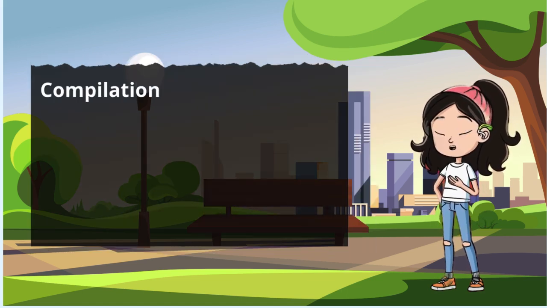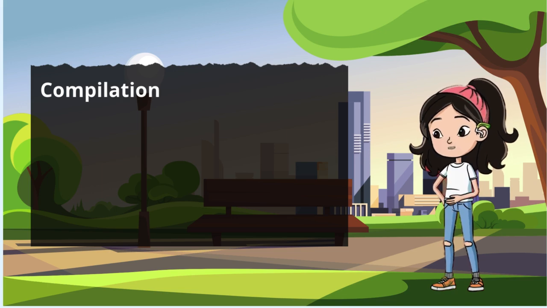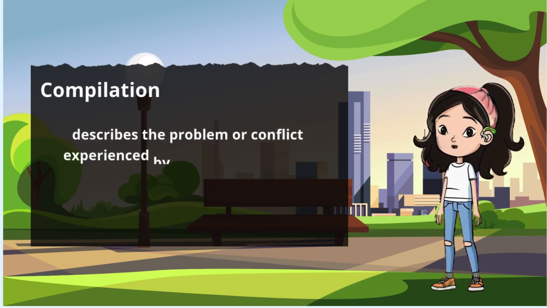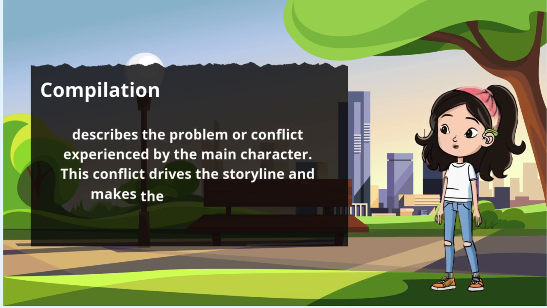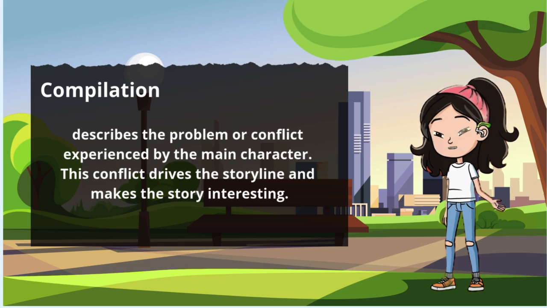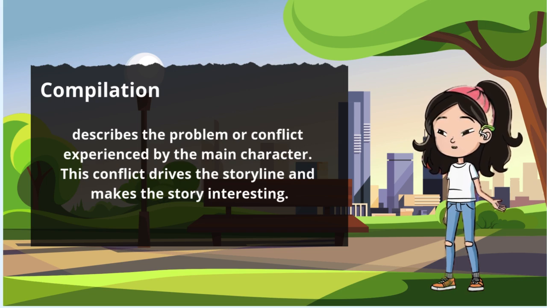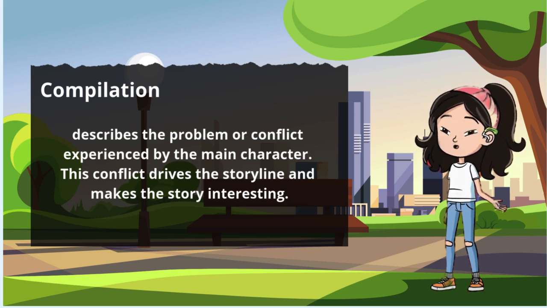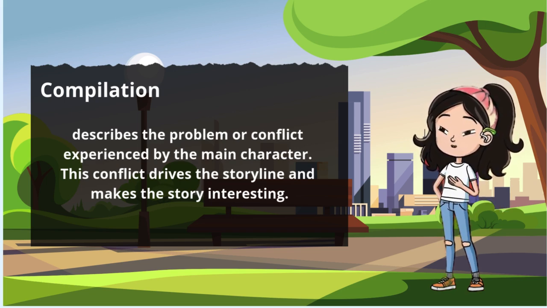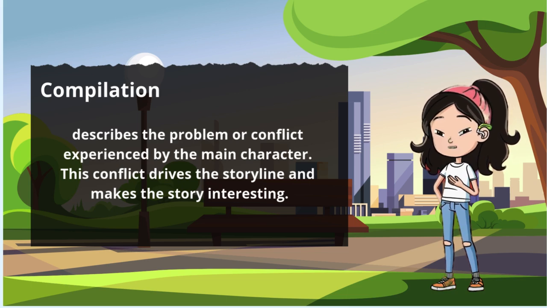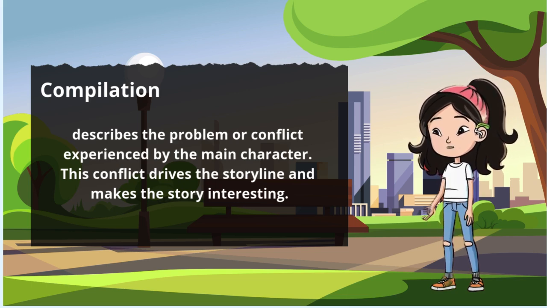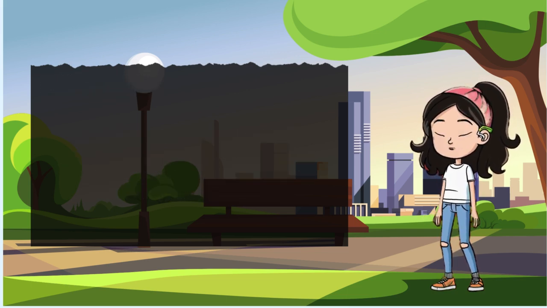2. Complication. This section describes the problems or conflicts experienced by the main character. This conflict drives the storyline and makes the story interesting. For example, the main character faces obstacles or challenges that must be faced.